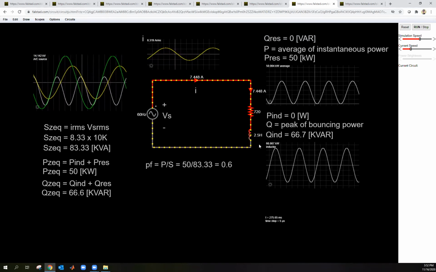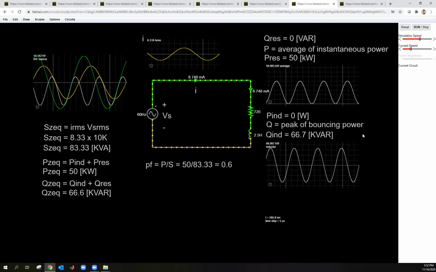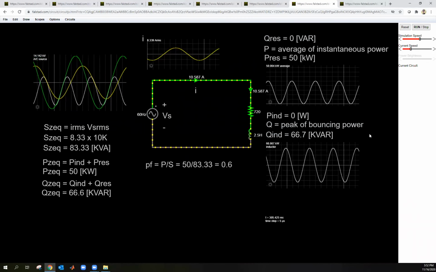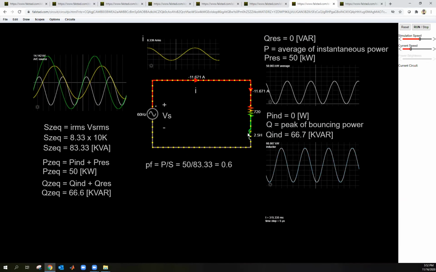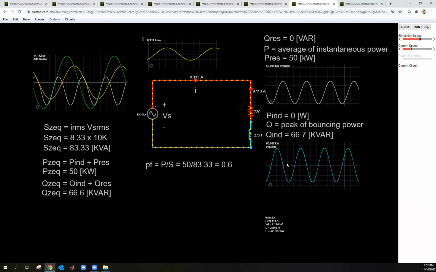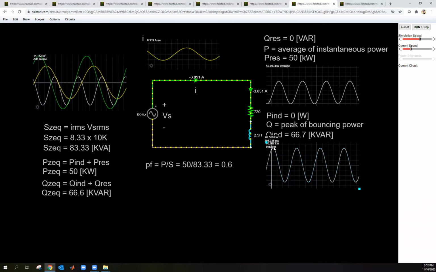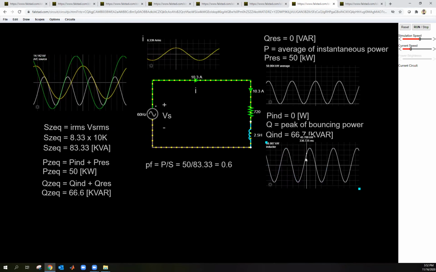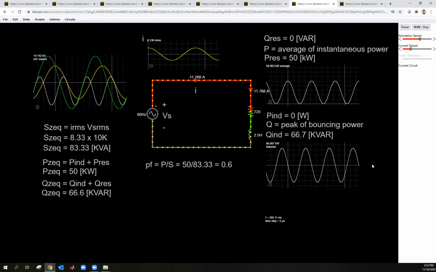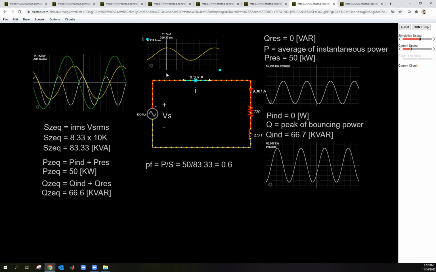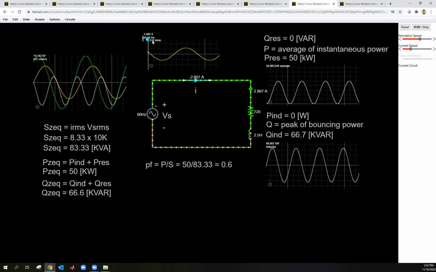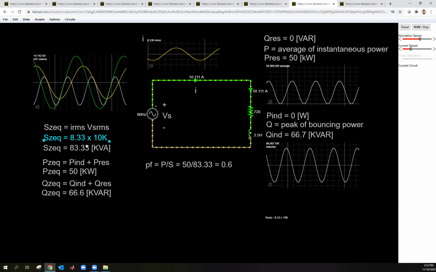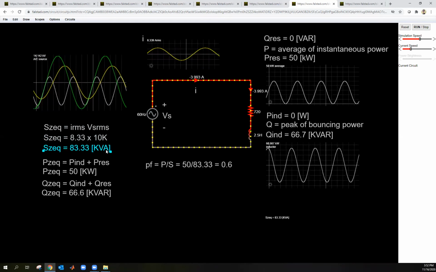And look at the inductor. I'm taking the peak, because remember, the Q is the peak of the bouncing power. It's the amplitude of the component of the instantaneous power that bounces back and forth. So for this voltage and this current, the average power you can see is 0. So it's all bouncing. So I can safely take the amplitude of this number, not the average, to get Q. So you can see that it's 66.7 kilovars. Fantastic. And then I can look at the total current here, and that ends up being 8.3 amps RMS. So if I want to get the total apparent power, I'm just going to take 8.3 times 10K, which is 83.3 kilovolt amps. And that's what we saw.